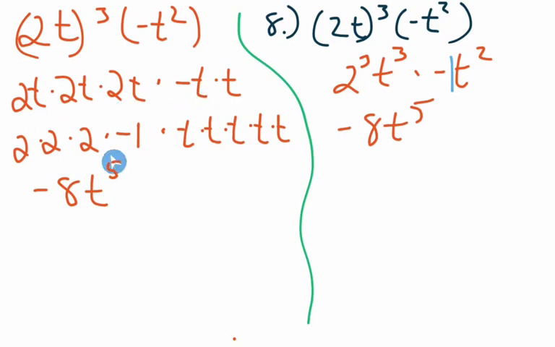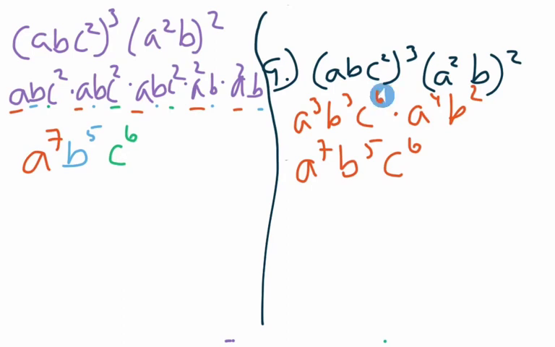2 times 2 times 2 times the negative 1. Again, we have that negative 1 there. And then I grouped all the t's together, and there were 1, 2, 3, 4, 5 t's. So you have negative 8 t to the 5th. There's a lot of flexibility in what work you might show for that.